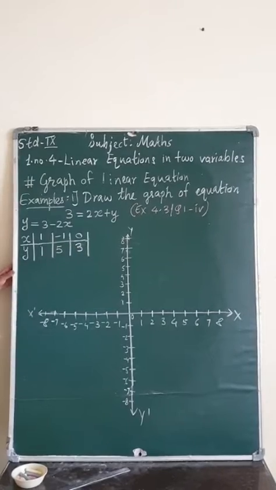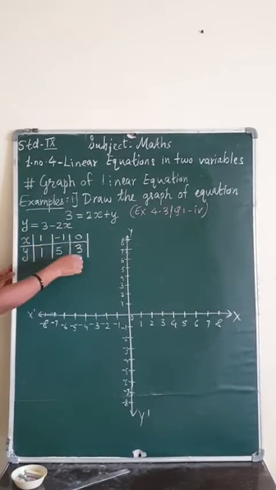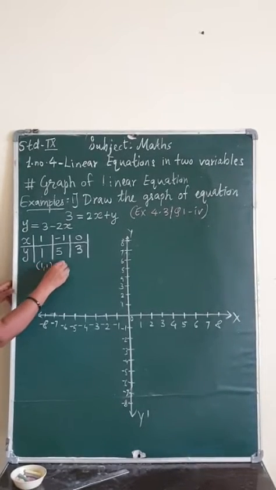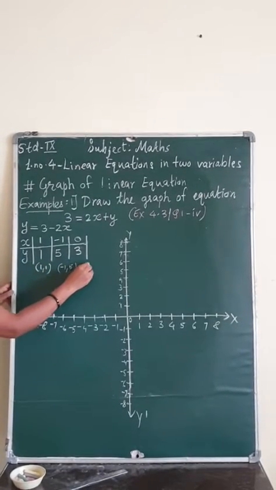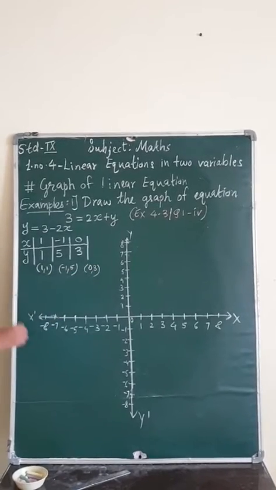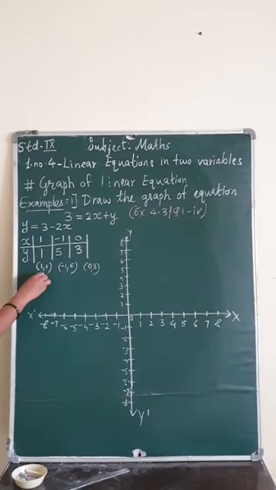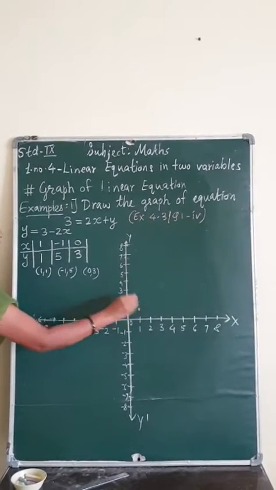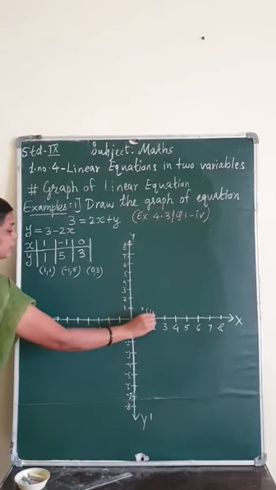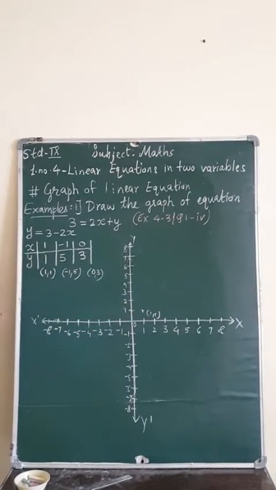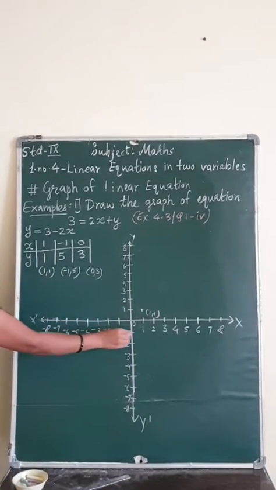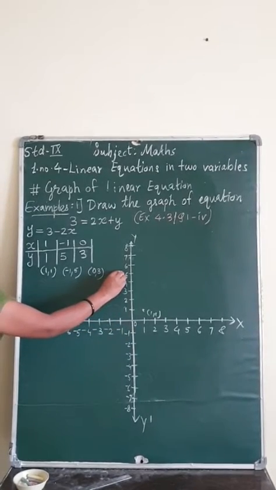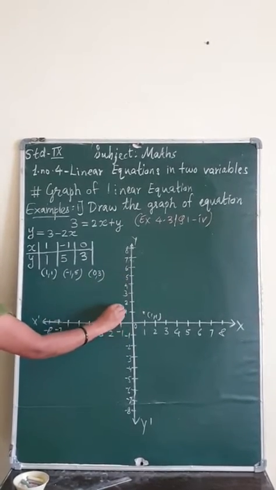Then y is 3. 3 minus 0, 3. Plot the points. You can write the coordinates like this. Plotting the points, first is 1, 1. So it comes here. Write the coordinates 1, 1, minus 1, 5. So it is minus 1 and minus 1 and 5. The point comes here.